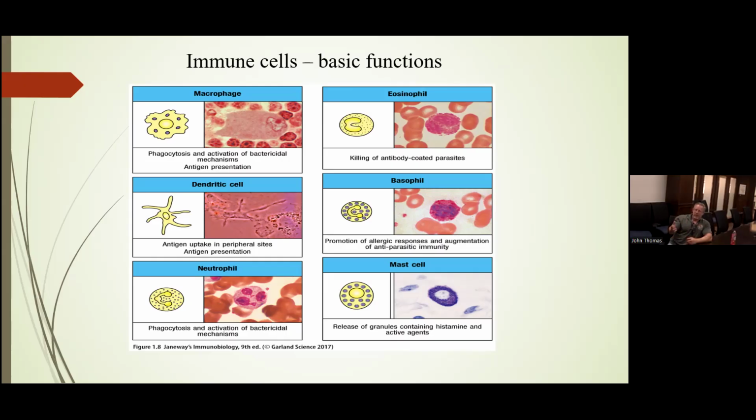Basophils, neutrophils, mast cells. So all of these cells are going to carry out a very specific function within the immune system. And again, I just like to put this image up to show you that, at least when we look at the cartoon, there is a small connection, however remote, between how the cartoon image looks and how the cell actually looks under a microscope.